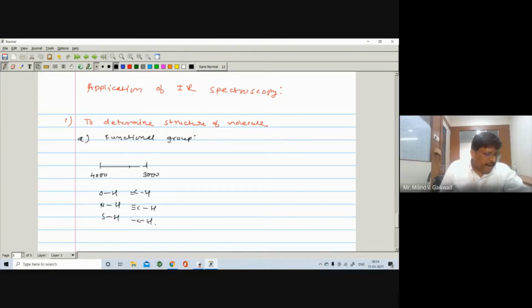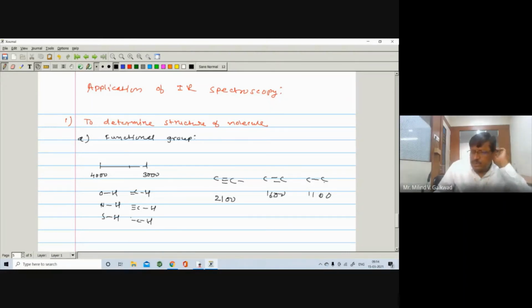So the presence of a band in a particular region gives an idea about the presence of the functional group. If there is a carbon-carbon triple bond, it appears at 2100. A carbon-carbon double bond appears at 1600. A carbon-carbon single bond appears at 1100. Right? So getting a particular band in a particular region, you may say that there is the presence of so and so functional group, right?